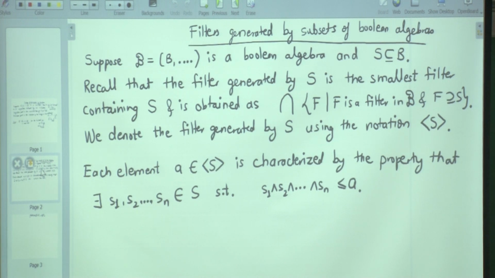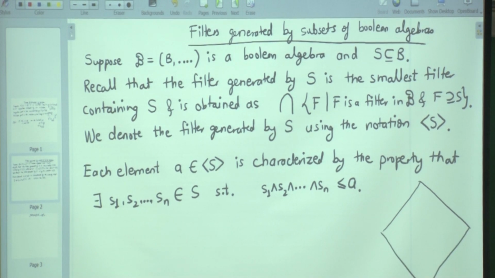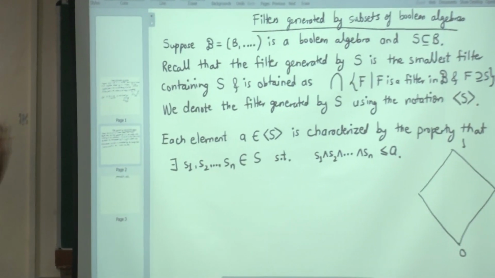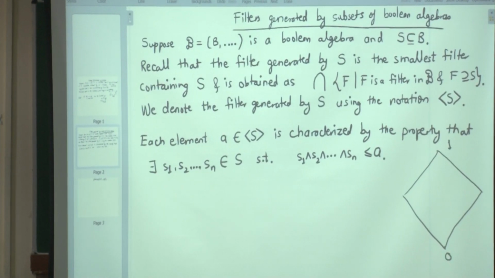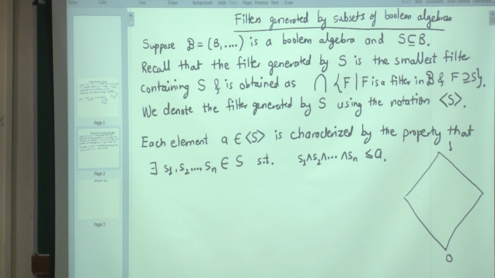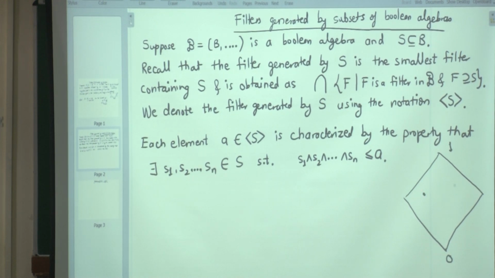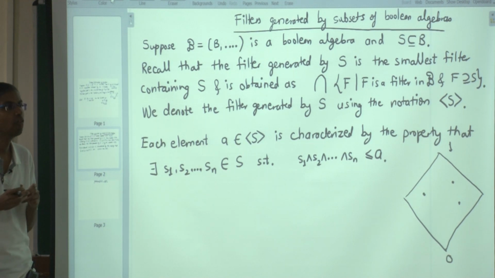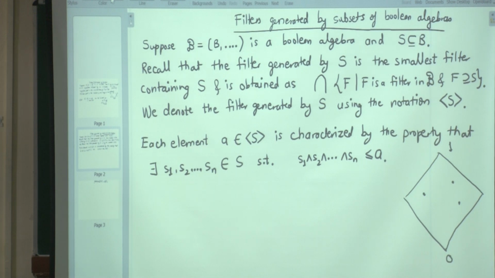Okay. So now S is a subset. I can say that this is my Boolean algebra. Here is 0, here is 1, and it spreads. So I am choosing a subset. I am choosing this element, this element, this element, and now I want to generate a filter using this. One simple thing is that I can always take the smallest filter which contains S.